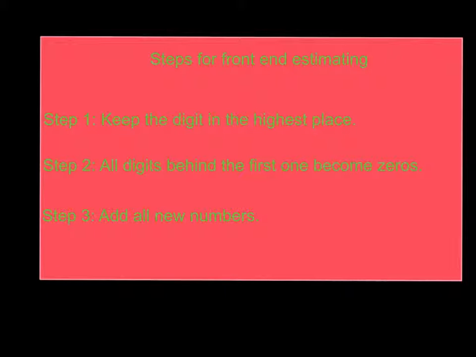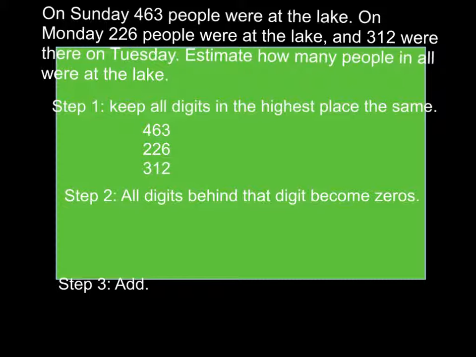The most important thing for front-end estimating is that we keep the digit in the highest place the same. We do not change that digit no matter what comes behind it. And then all the other digits become zeros. Very, very important that all the other digits become zeros. Let's try one sample problem.